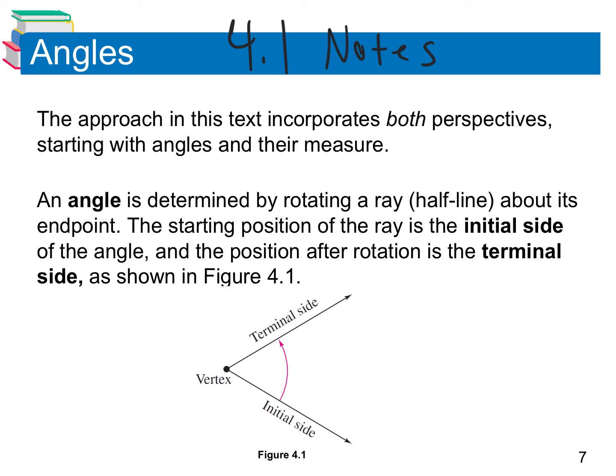The starting position of the ray is the initial side of the angle, and the position after the rotation is the terminal side. So you start at the initial side and end at the terminal side. In between the initial side and terminal side is your vertex. Where those two sides meet, that's your vertex. And in between there is the angle.